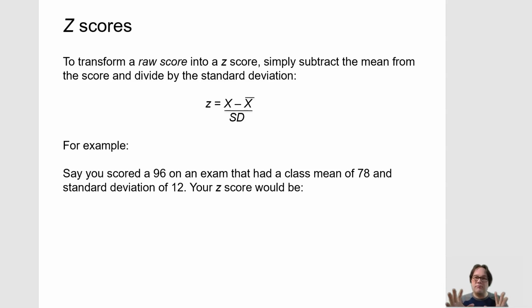And that exam had a class mean of 78. So the mean for exam 1 was 78, and it had a standard deviation of 12. So on average, each score deviated from the mean by 12 points. And you scored a 98.